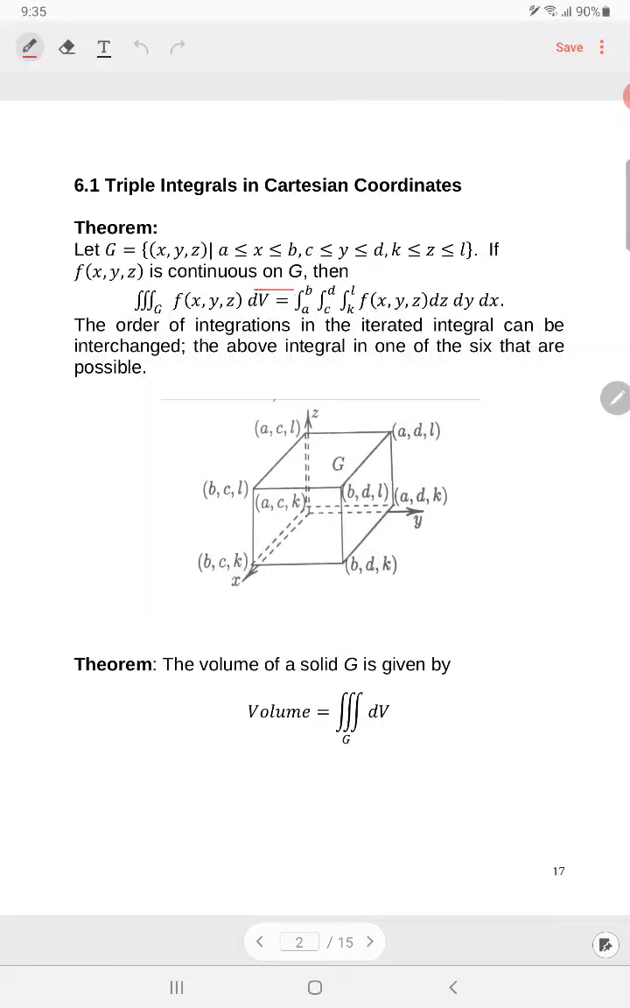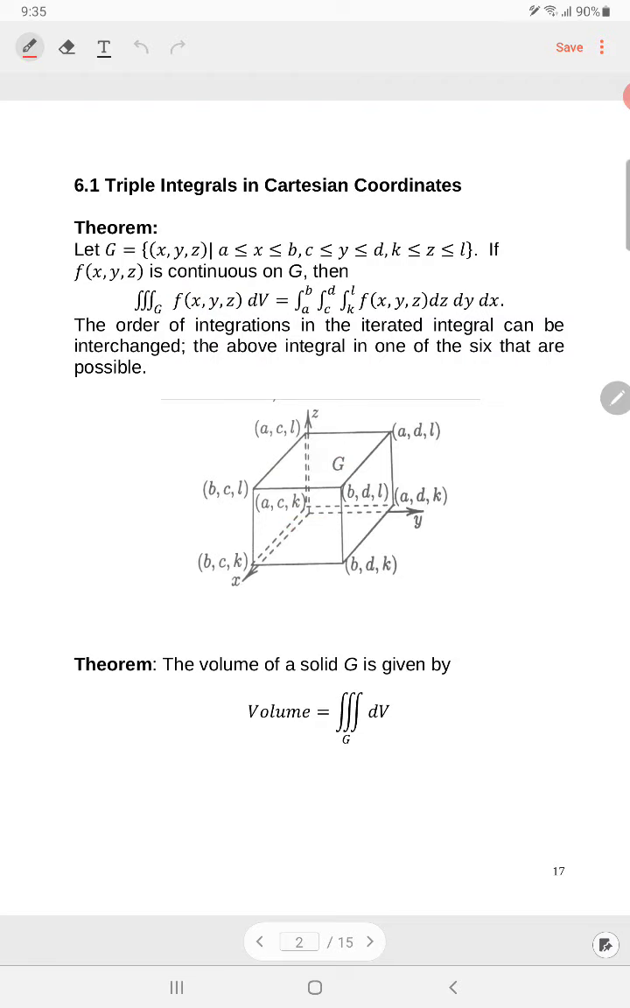So here we have that dv. Okay, so triple integrals is going to be integration of a function over solid G. So if our solid G consists of set of points x, y, z, where x is between a constant to a constant, y between a constant to a constant, and z between a constant to a constant, then our solid G will be a block or a cube like this, a cuboid.